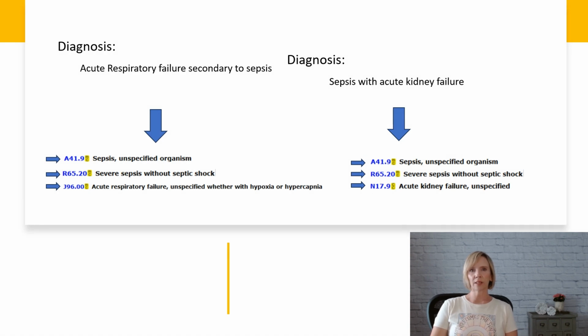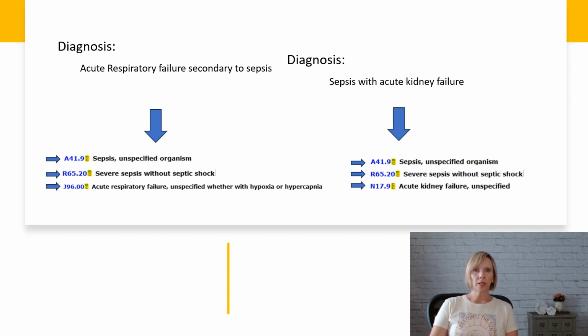If the physician has clearly linked the organ dysfunction to the sepsis, then you first assign the code for the sepsis, followed by R652, severe sepsis. The code for severe sepsis can never be assigned as a principal diagnosis and should always be sequenced as a secondary code. Additional codes for the associated acute organ dysfunction are also required.